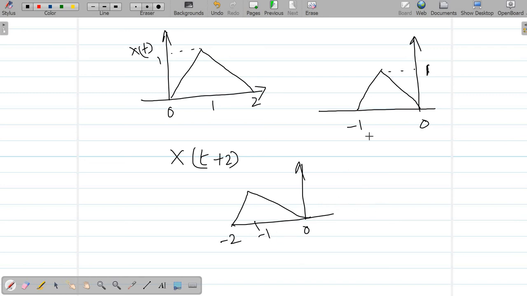Now to get the required signal, I have to scale the time by 2. When I do the scaling of the time by 2, I get this. So I have to do this basic operation on this signal in order to arrive at this.